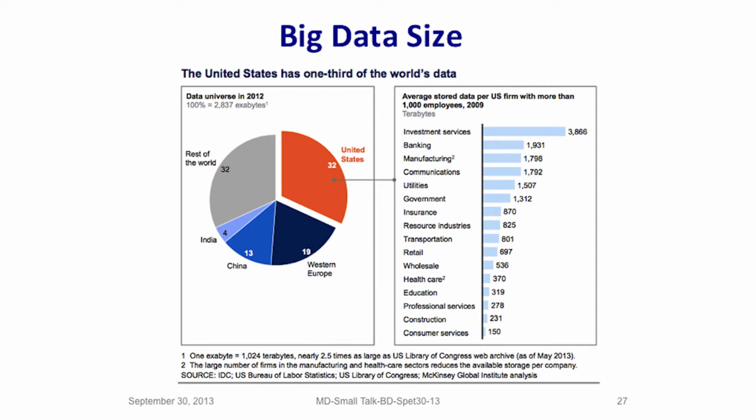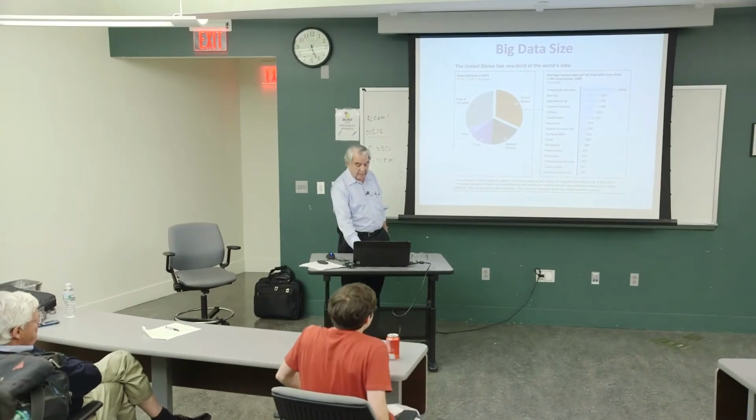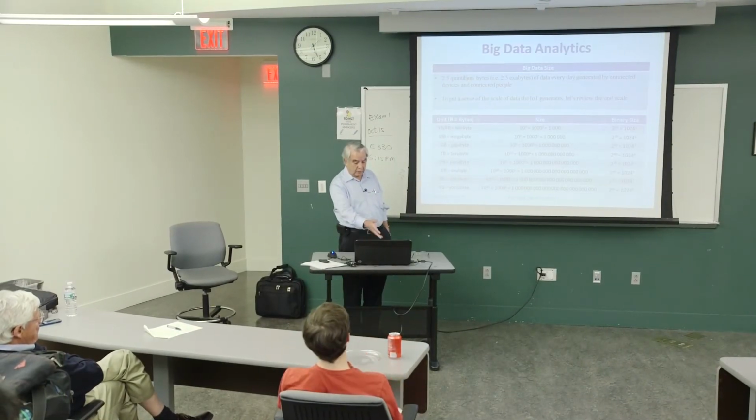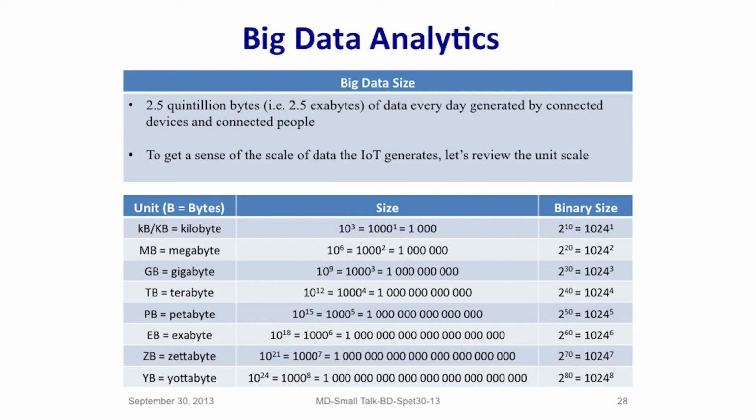And they say in 2012, the highest numbers were in investment services, banking, manufacturing, communications. Communications was number 1 until 5, 6, 7, 10 years ago. Now, apparently, I don't know how valid this data is. And 32% in the US, 19% Western Europe, 13% China, 4% India, 32% the rest of the world. This is McKinsey's chart.